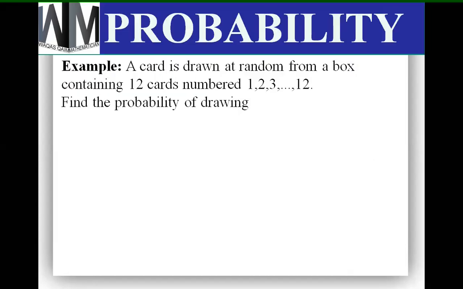Now, we are going to take the example of one question. Okay, in case of meeting, you are all going to rejoin by using the same link. Now, the example is: a card is drawn at random from a box. You have a box, and in that box, 12 cards are there, and on each card, a number is written from 1 till 12, right?